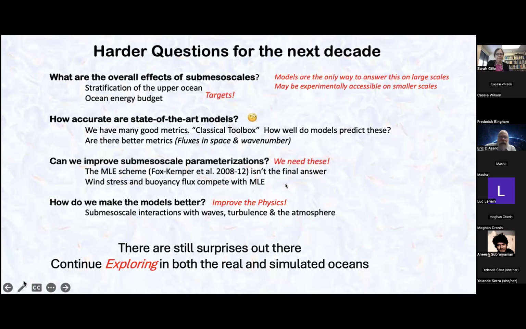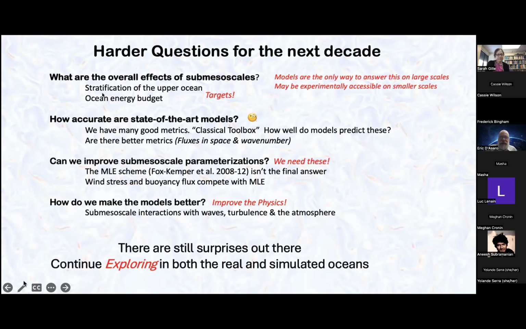So given that, where should we go? And this is a long slide, but the hope is that I'll stop at the end of the slide. I have one more, and we can have some discussion. So let's go back to the goals of this. What are the overall effects of submesoscales? Well, they apparently increase the stratification of the upper ocean, therefore fight with boundary layer mixing to decide how strong the stratification is going to be. And they have enhanced dissipation, so have implications for the ocean energy budget.